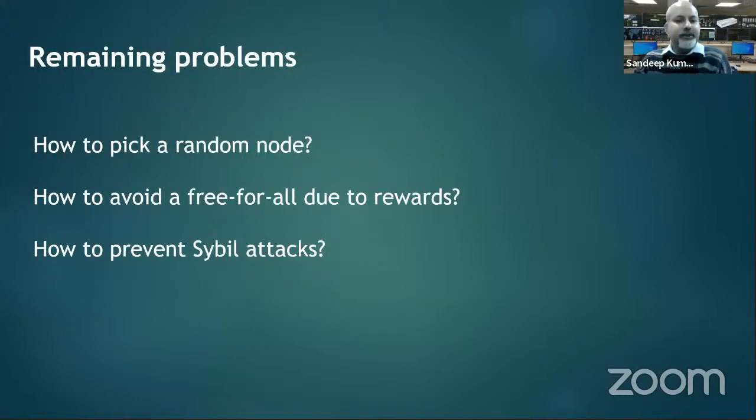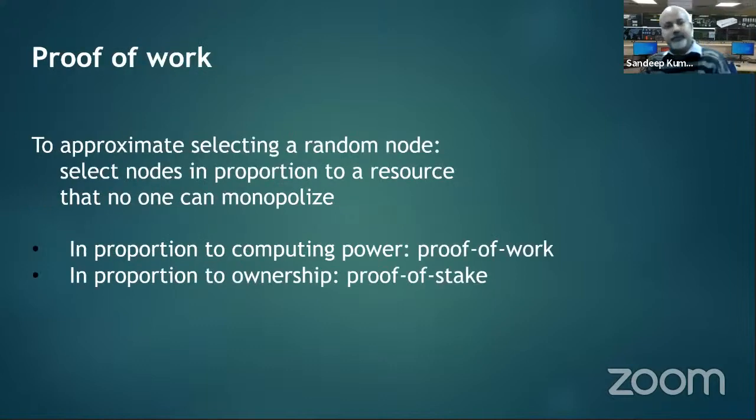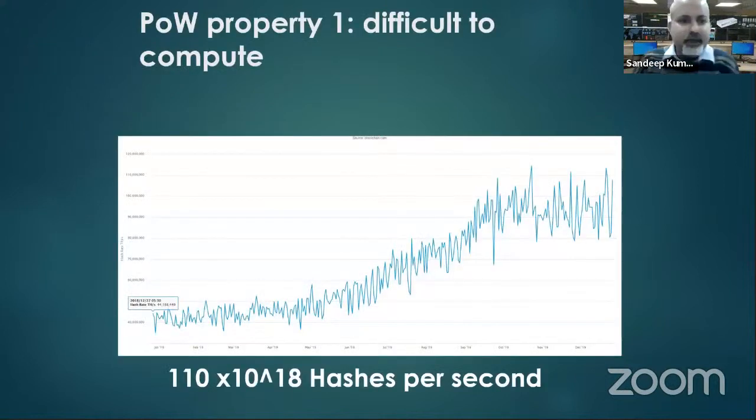So I talked about how the random node is picked. It is done by whoever solves the hash puzzle being the picked random node. And then the question is, if multiple nodes solve the hash puzzle, how to avoid giving reward to all of them, and how to prevent Sybil attack by making sure that the probability of your winning the hash puzzle is proportional to your computation power. So I will skip these.